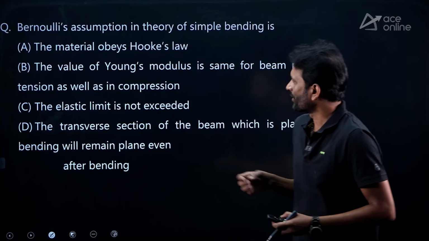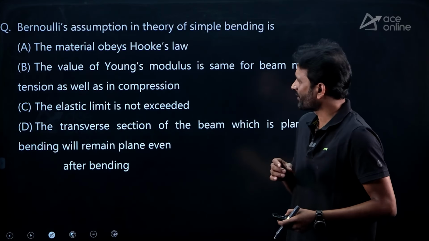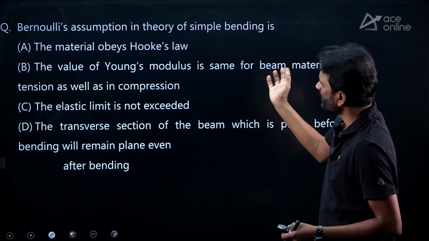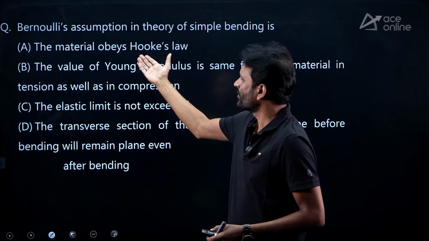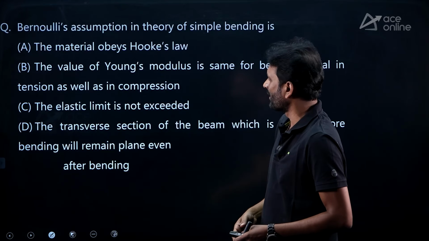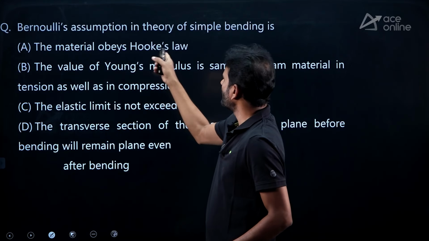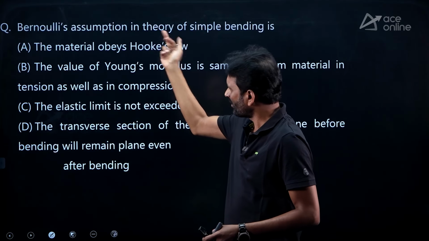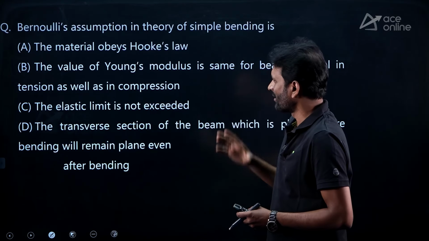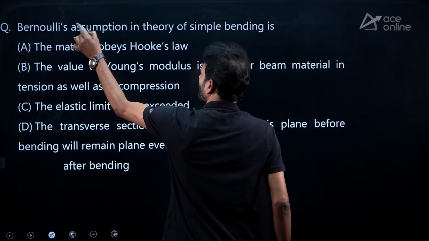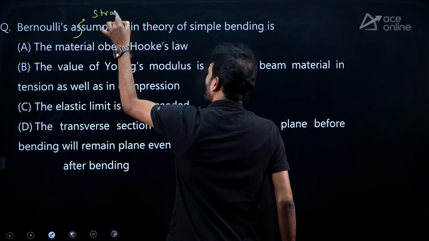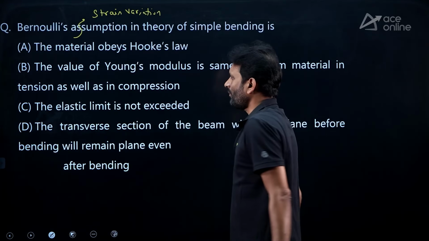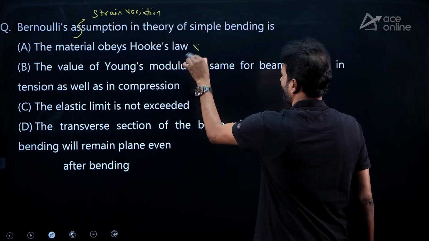Now coming to the next question. This is from bending stress analysis. Euler-Bernoulli's assumption in the theory of simple bending, Bernoulli's assumption is related to which one? That is asking clearly. The material obeys Hooke's law. Yes, it is one of the assumptions in simple bending theory, but it is not related to Bernoulli's assumption. Bernoulli's assumption is related to the strain variation. We know it. So this is not correct.